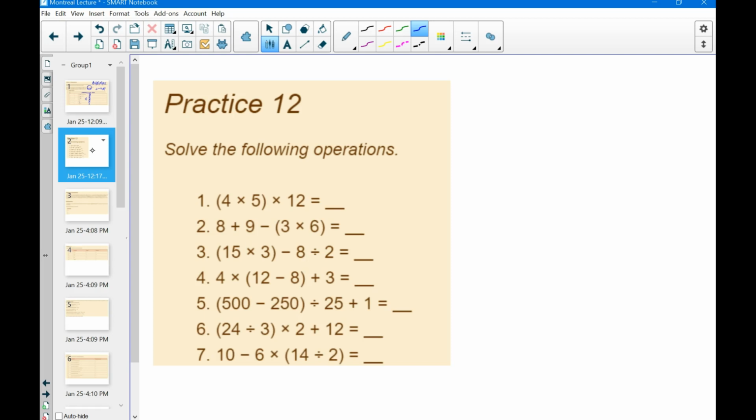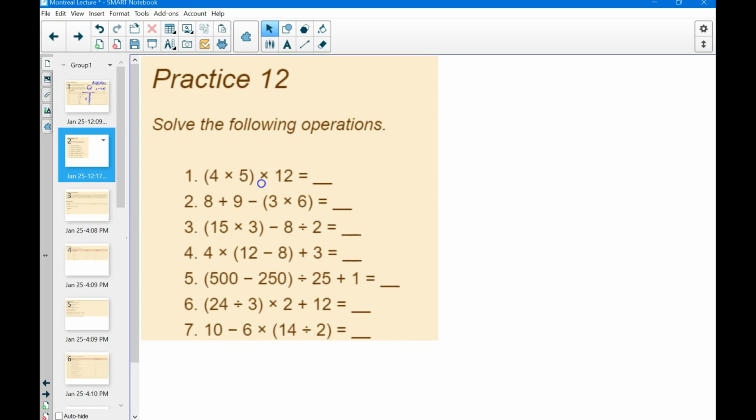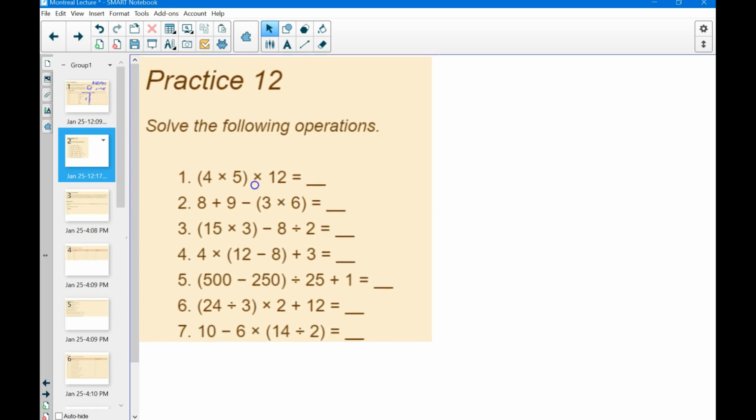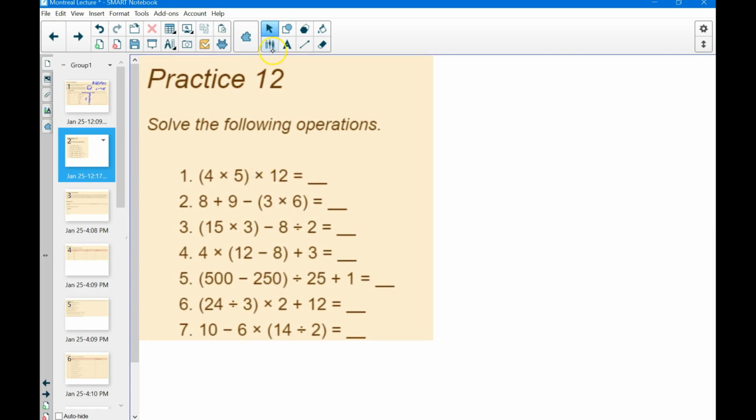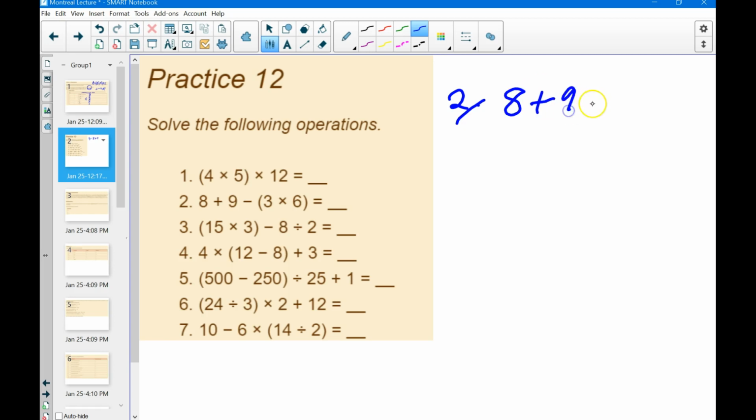Looking right here, I want to skip number 1 because number 1 is all multiplication. You can just multiply anyway. So I'm going to go to number 2. And in number 2, you can see we have 8 plus 9 minus brackets 3 times 6.